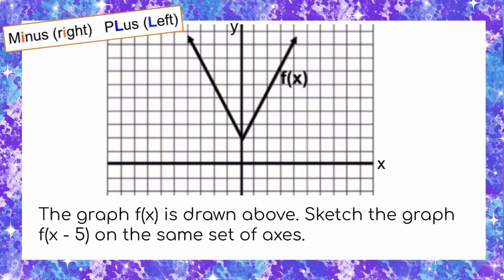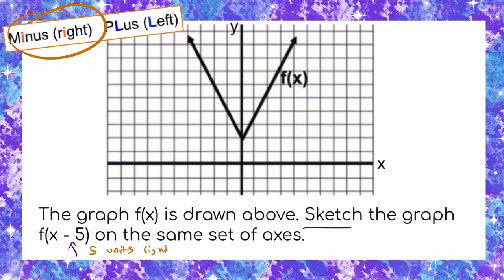The graph of f of x is drawn above. Sketch the graph of f of x minus 5 on the same set of axes. If they ever ask you to sketch something on an exam, you just want to do your absolute best. They know you're not a computer and you might make some mistakes. But anyways, if we have a -5 inside parentheses, is that going to be to the left or to the right? Minus is right, so we're going to go 5 units right.